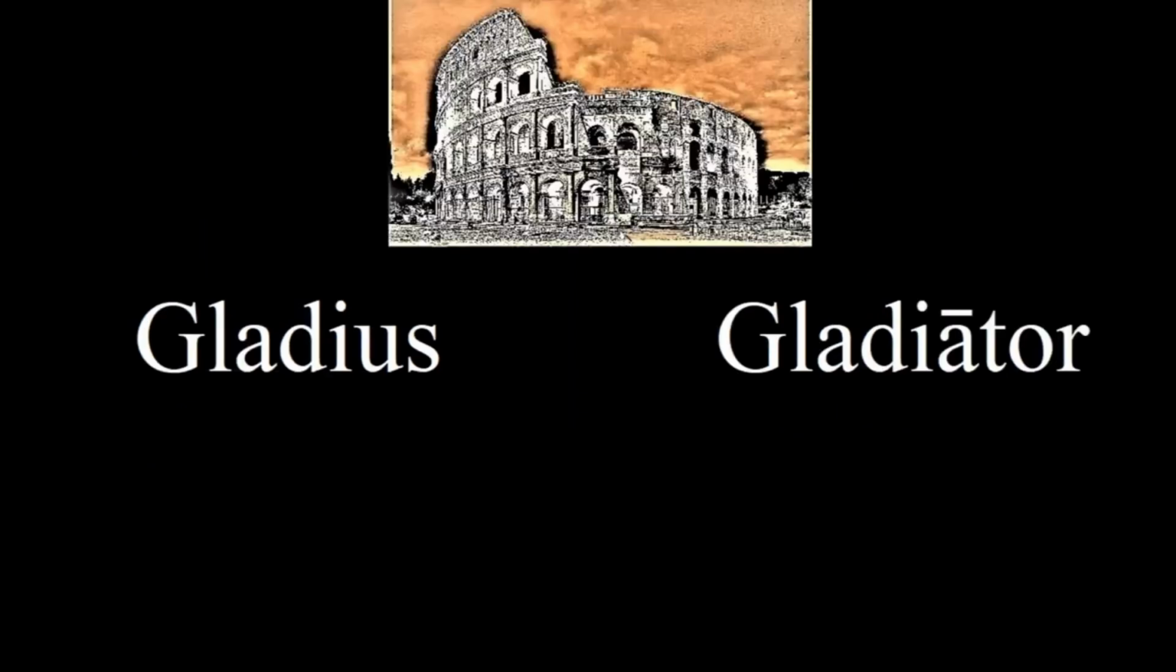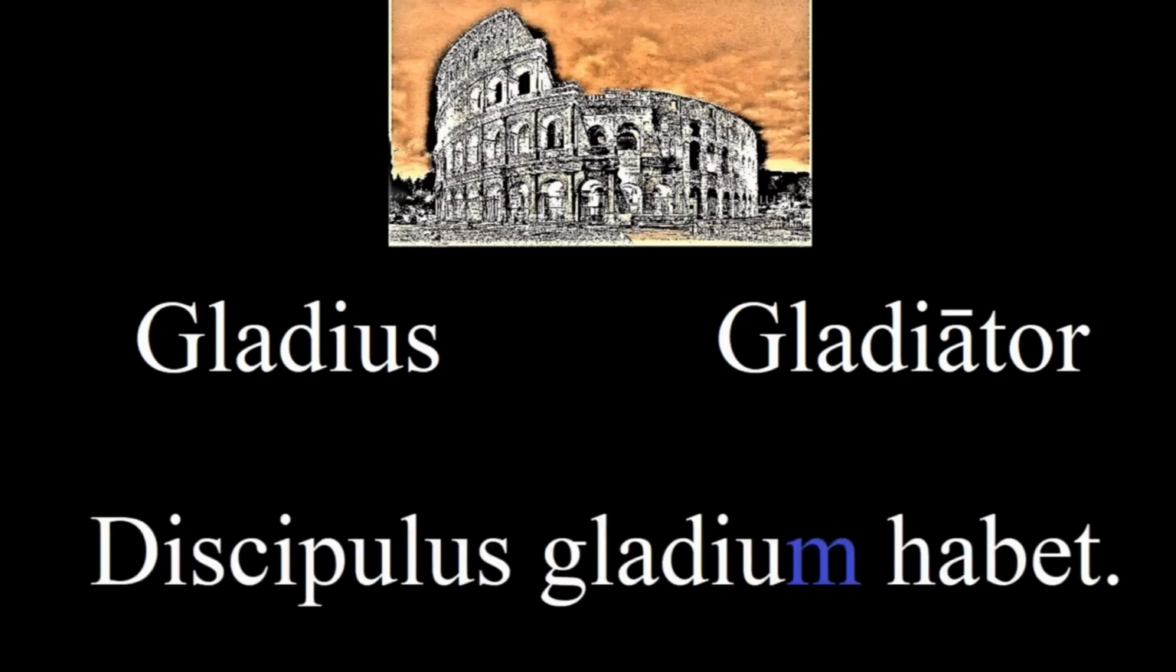Another regular second declension noun is gladius. A hint to the meaning is that a gladiator uses this to fight with. Yes, a gladius is a sword. Say, the male student has a sword. Discipulus gladium habet.